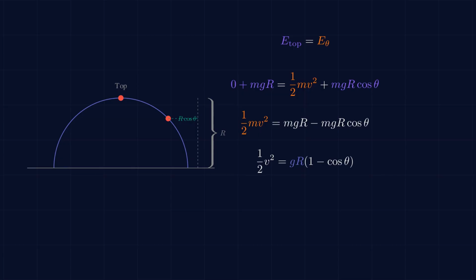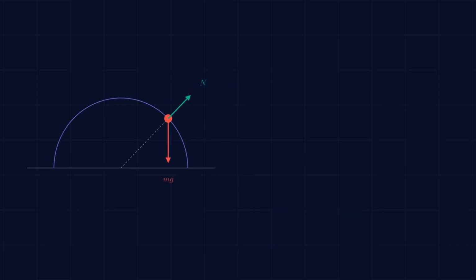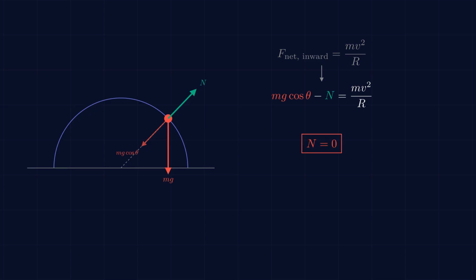That's our speed formula. Now the force equation along the radial direction, pointing toward the center. The inward component of gravity is mg cosine theta. The normal force n pushes outward. The net inward force provides the centripetal acceleration. So mg cosine theta minus n equals mv squared over r. At the moment of liftoff, n equals 0. The surface stops pushing entirely. So we get mg cosine theta equals mv squared over r.